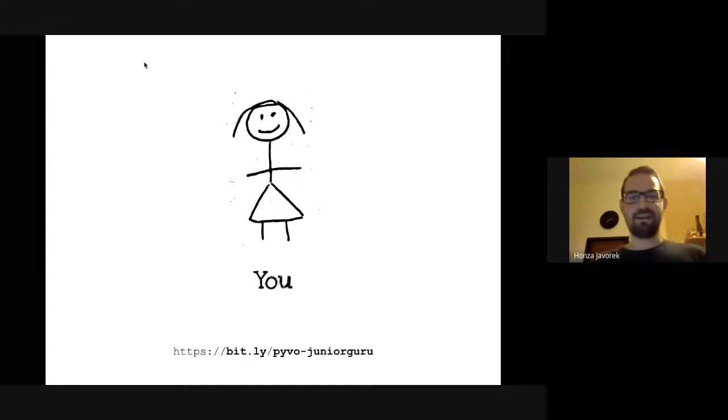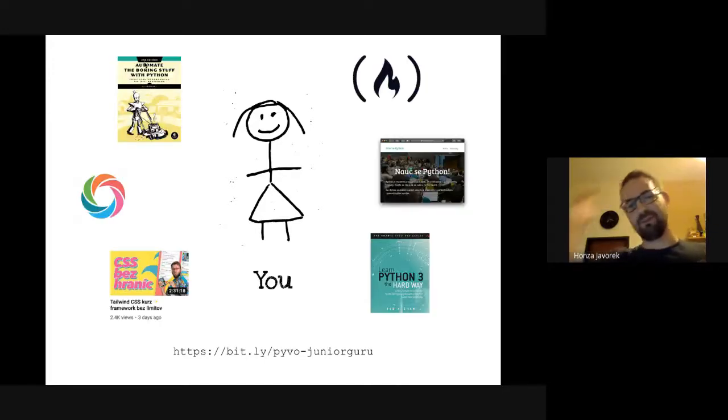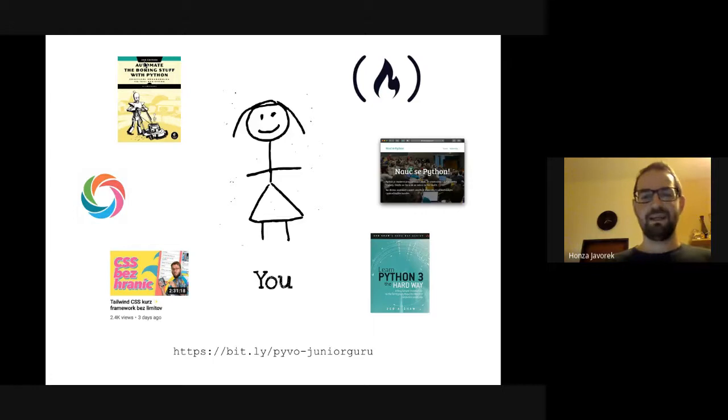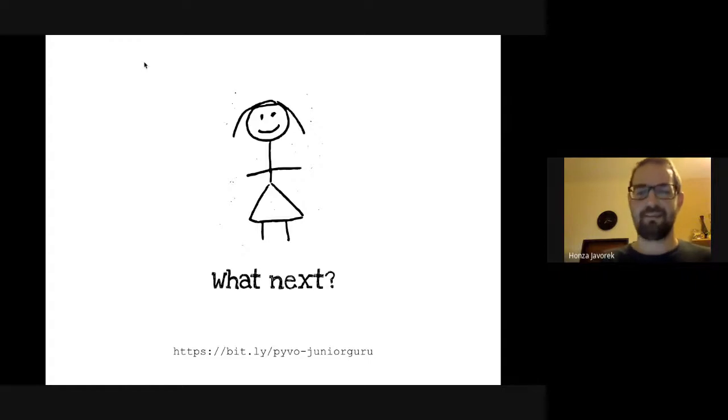So now let's talk about you. So let's say this is you. Sorry, it's not a very accurate portrait, but let's say this is you, and you've been through some learning, some schooling. Perhaps you've read some books, you went through Nauč se Python.cz, or you've seen some YouTube videos, or tried mobile apps, freeCodeCamp. Oh, I messed up the name, sorry. Well, you've been through books, you've been through videos, and you know the basics. And now you're asking what next.